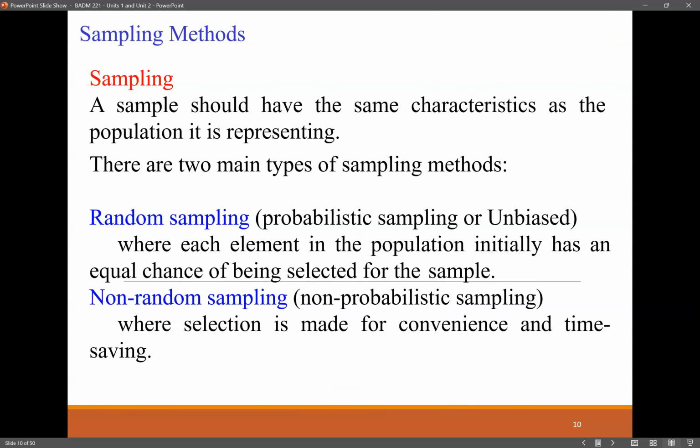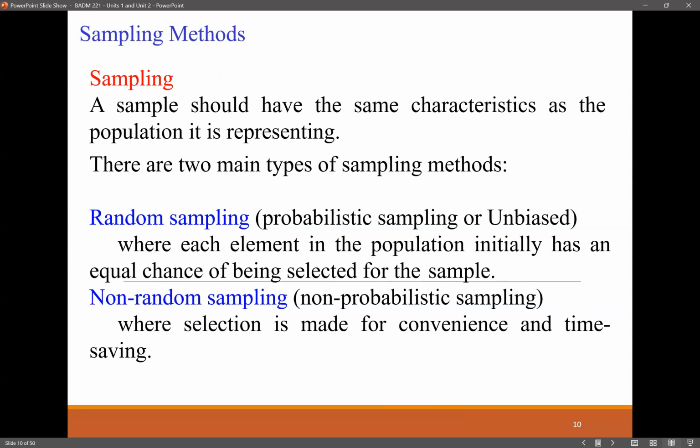Now, for finding a conclusion about a population, you need to know how the sampling is done, how we can select the samples, and what the different types of sampling are. The first one is random sampling, where each element in the population has an equal chance of being selected for the sample, right?